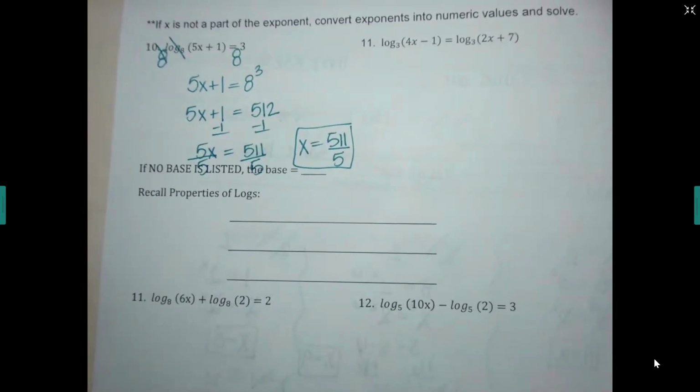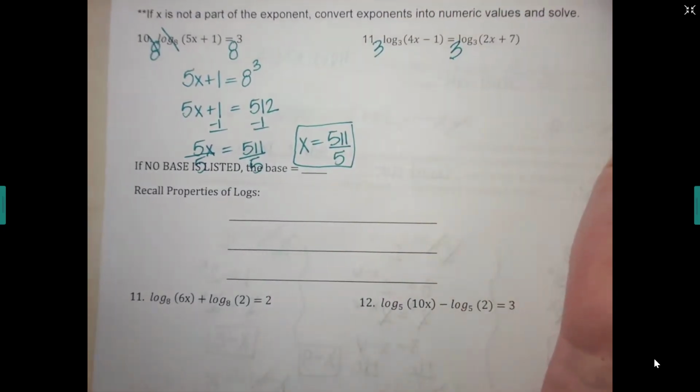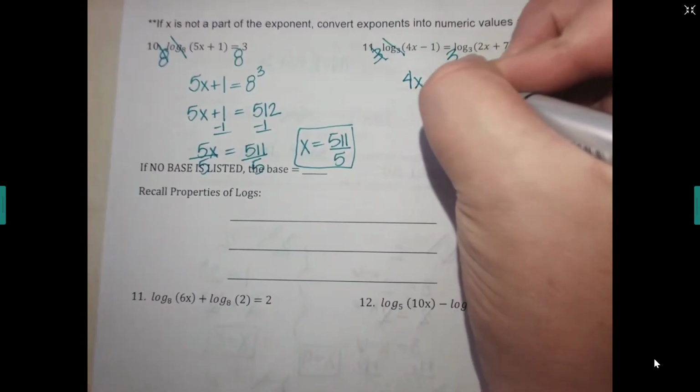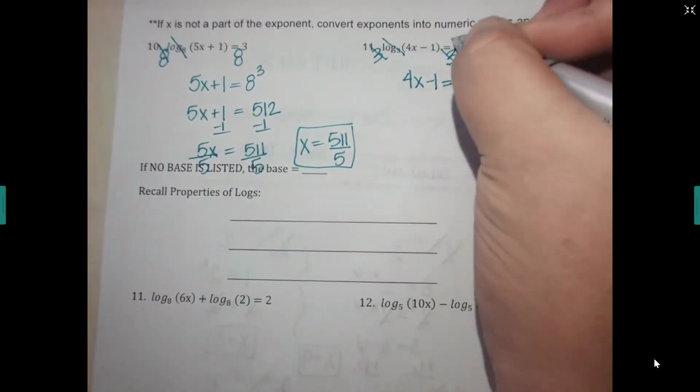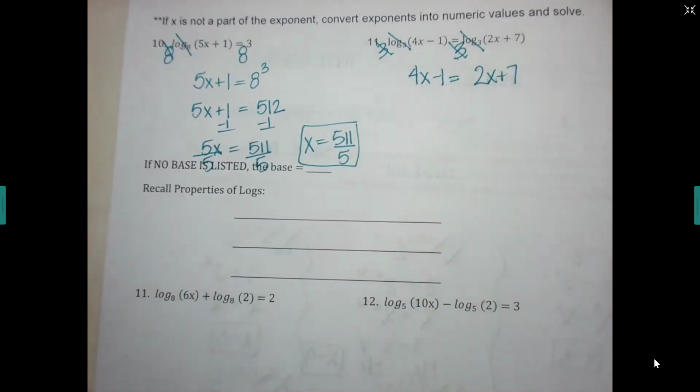Okay, take a look at number 11. I've got logs on both sides, and they're both log little 3s. How do we cross out a log little 3? Use a big 3. And because I have log little 3s on both sides, all of that is going to cross out on the left, and all of that is going to cross out on the right. And then from there, I could just keep solving.